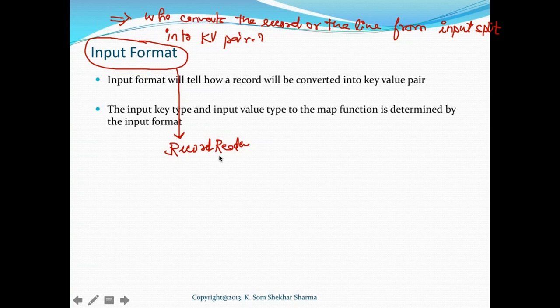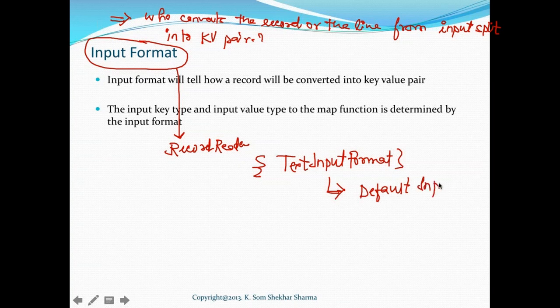There are a lot of input formats behind the scenes. The basic input format, which we'll use in two or three jobs for sure, is the TextInputFormat. That's your default input format. When we say it's a default input format, it basically means that in your MapReduce job, if you don't specify which input format to be used, then it will use the TextInputFormat. Anything default means if you don't specify, that will be used.